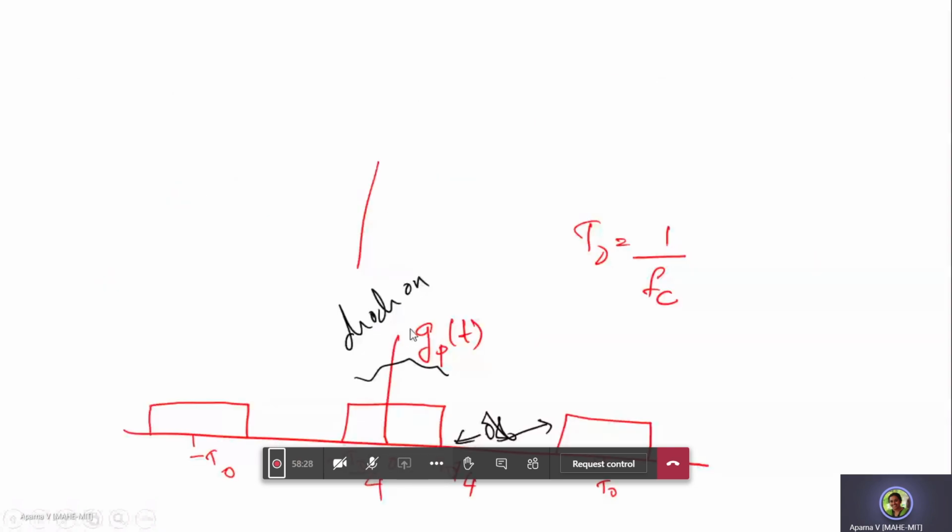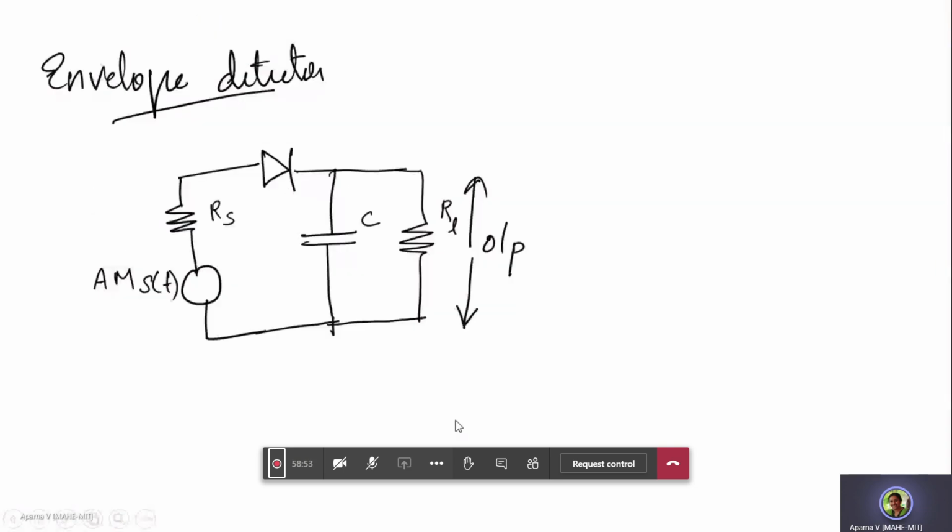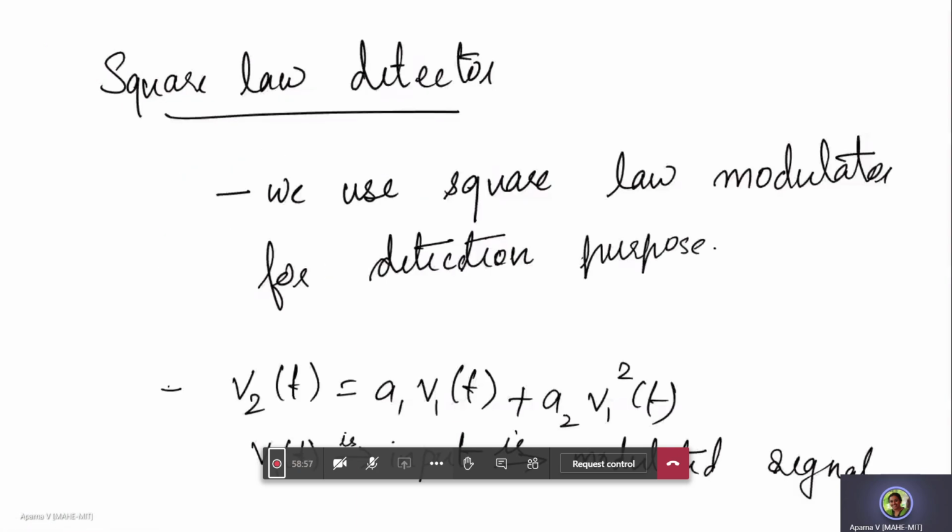Now we are learning the detector part. Detection of AM waves, two methods or two circuits you are learning. One is the square law detector and one is the envelope detector. And I am telling you the square law detector is the same as the square law modulator itself. But see, this is the same expression. In the modulator, V1 was the summation of message and carrier signal.